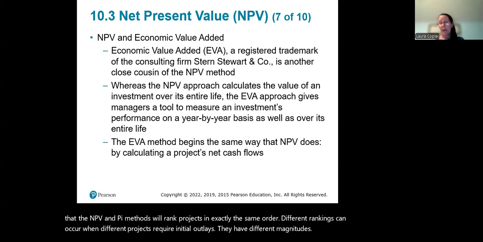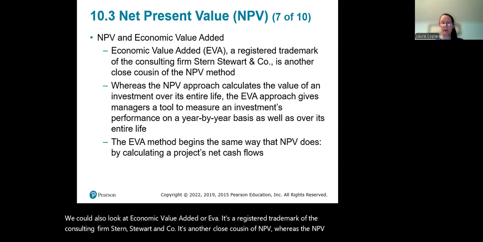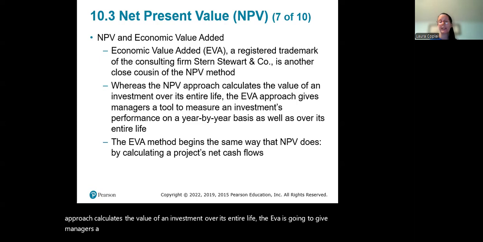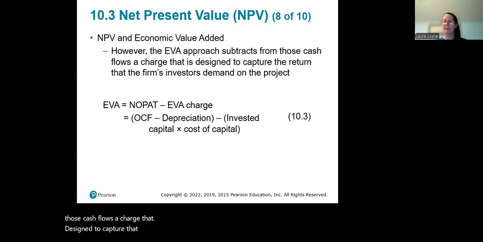We could also look at economic value added, or EVA. It's a registered trademark of the consulting firm Stern Stewart and Co. It's another close cousin of NPV. Whereas the NPV approach calculates the value of an investment over its entire life, the EVA is going to give managers a tool to look at a year-by-year basis as well as over the entire life. It begins the same way that the NPV does, by calculating that project's net cash flows. But the EVA subtracts from those cash flows a charge that's designed to capture the return that the investors are going to demand on a project, right?